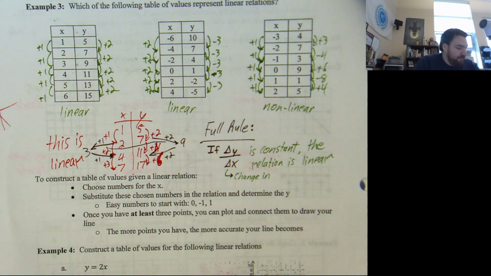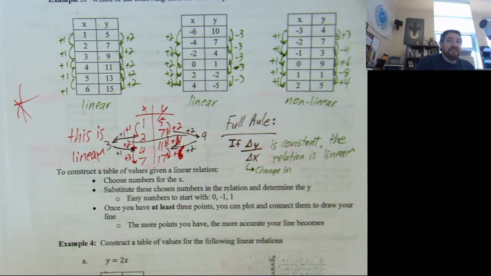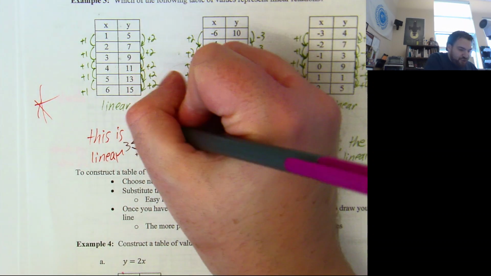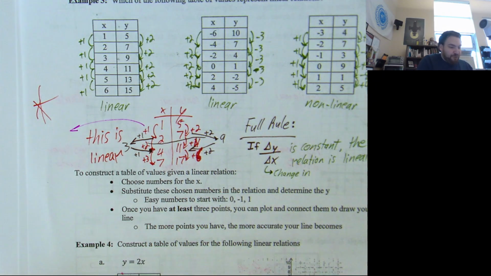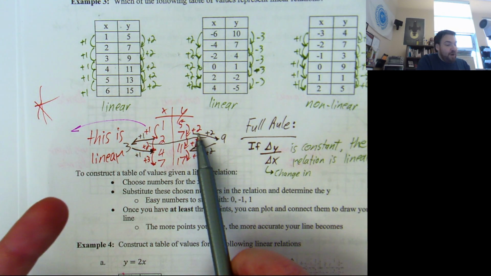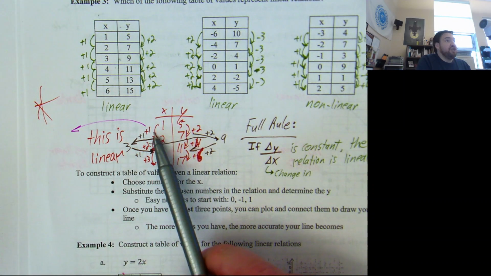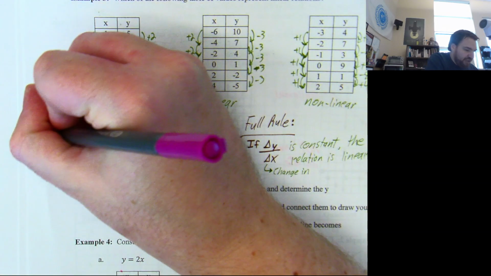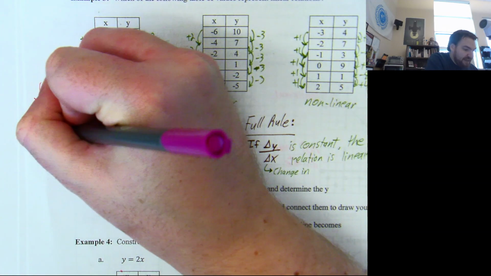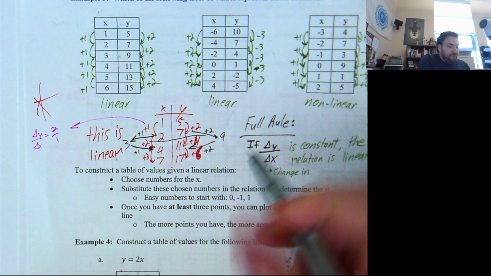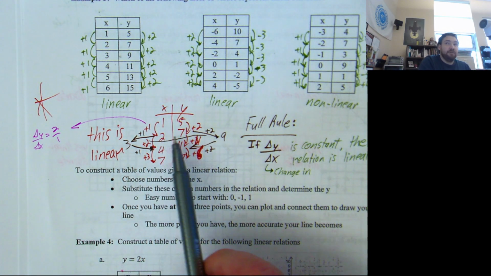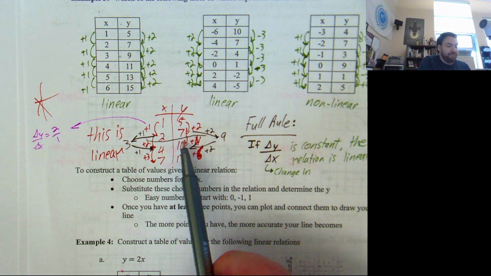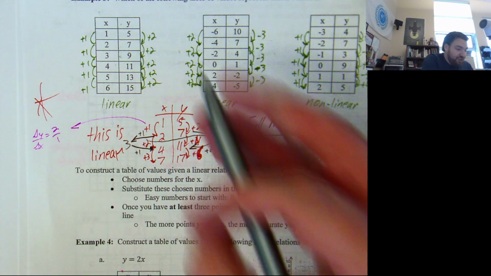And I'll show you what I mean here. So I'm going to slide this thing this way. Let's look at the first jump. The first jump has a change in y of 2 and a change in x of 1. So yeah, we got writing utensil, cool. Change in y over change in x is 2 over 1 for this first jump here, from 1 to 2 and 5 to 7.